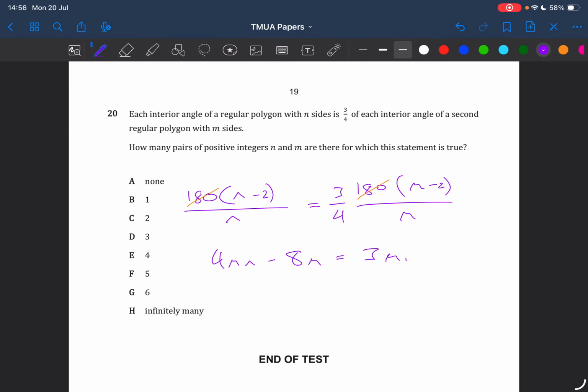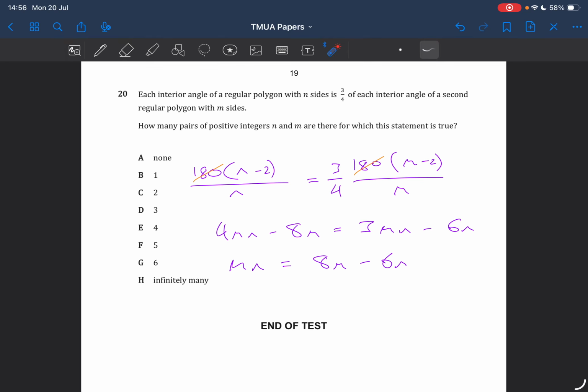So 3mn minus 6n. Lots of n. I've got nm, I've got nm. So I can make 1mn is equal to 8m minus 6n. This is looking okay.